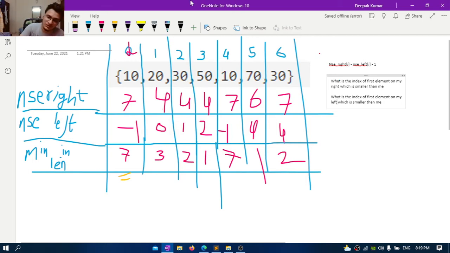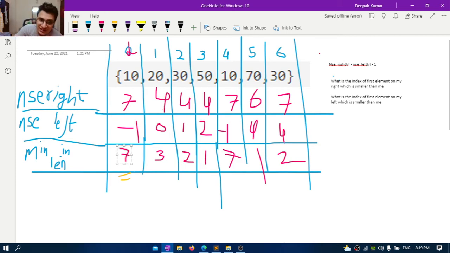You do it using a stack, and I think you will get the resources on the internet. Now coming to this, I am calculating a value here called min in length. Why am I calculating this? I'm calculating this because it says 7, so I know that it is telling me that 10 is the minimum in a length of 7 which is around it.